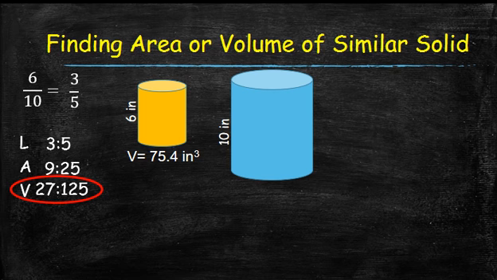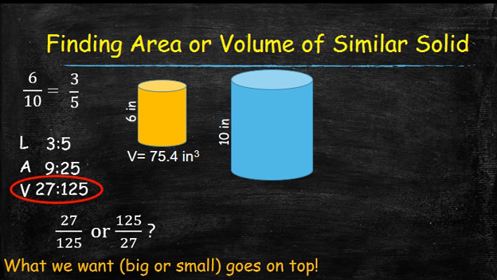Now, let's set up our equation for finding out our volume here. So, I need to figure out which way to write my ratio. Do I write it as 27 over 125 or 125 over 27? The trick here is we pick which one we need, and that goes on the top. If we need the smallest, the smallest goes on top. Here we need the largest, so the larger number is going to go on the top. So I'm going to use 125 over 27.